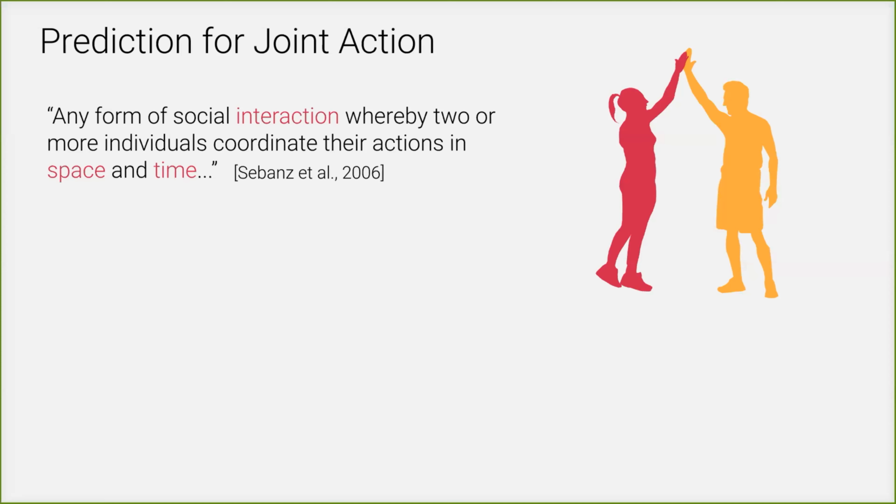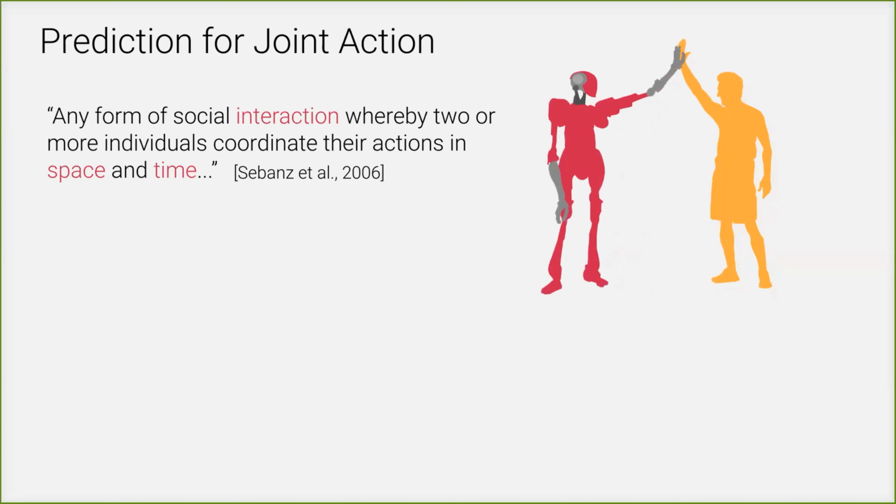A joint action in cognitive science defines any form of social interaction whereby two or more individuals coordinate their actions in space and time. Space and time play a very critical role in these kinds of joint actions. And ultimately what we're trying to do in human-robot interaction, many times at least, especially for physical human-robot interaction, is to mimic this type of joint action. But in our case, we have a robot interacting with a human partner.